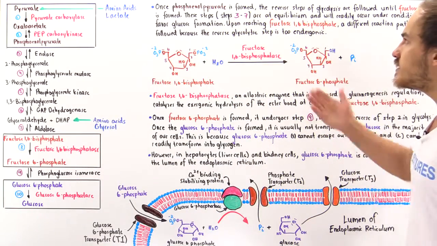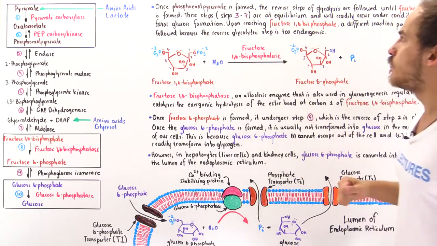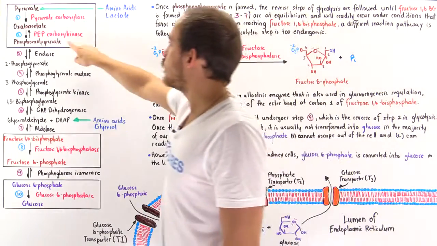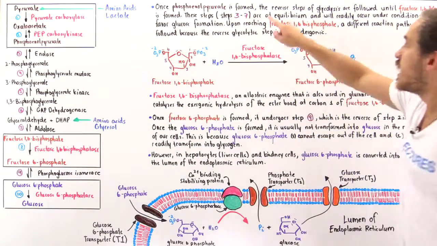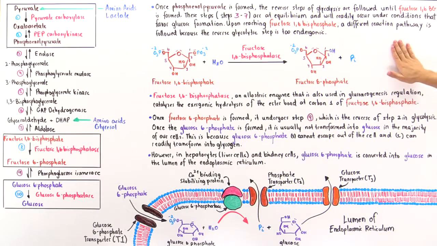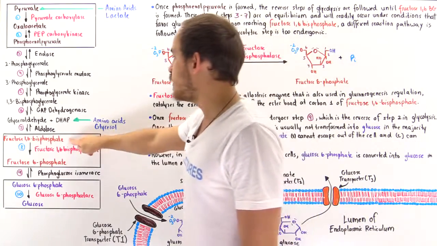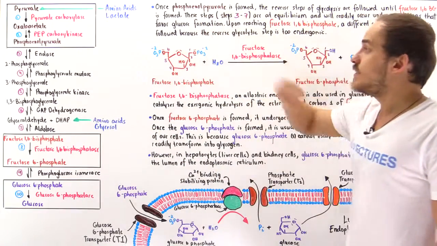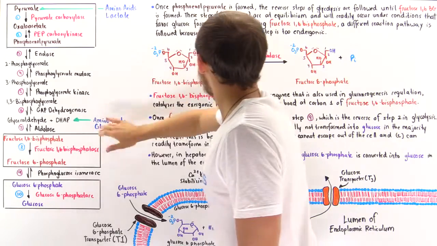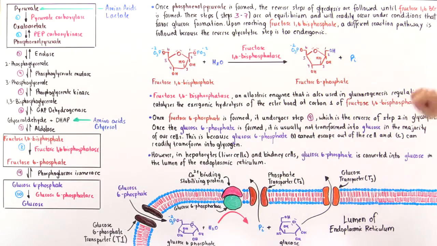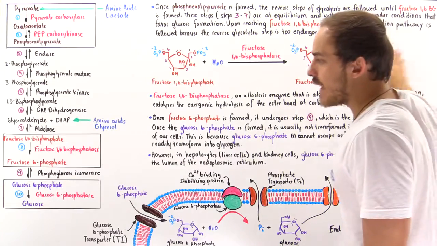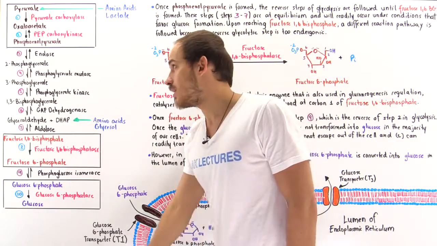So once again, once phosphoenol pyruvate is formed, once we form this molecule here, the reverse steps of glycolysis are followed until fructose 1,6-bisphosphate is formed, until we form this molecule here. And these steps, steps 3 to 7, are at equilibrium and will readily occur under the conditions that favor the formation of glucose molecules.